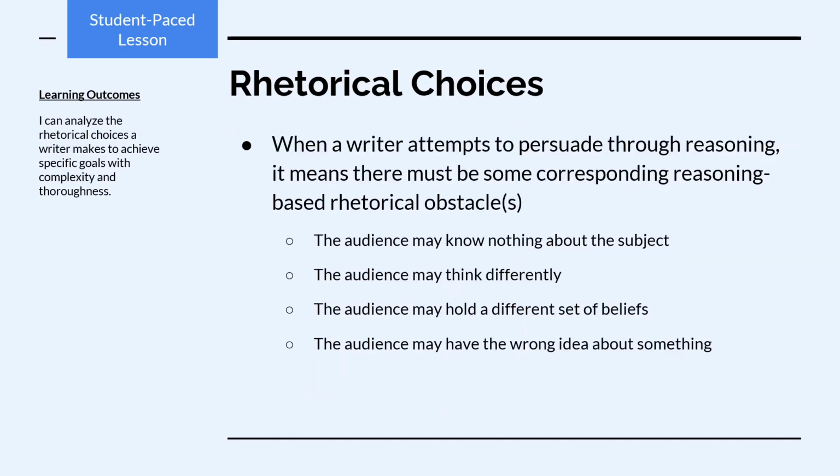When a writer attempts to persuade through reasoning, it means there must be some corresponding reasoning-based rhetorical obstacle. The audience may know nothing about the subject, for instance, or the audience may think differently than what the writer wants them to think. The audience may hold a different set of beliefs. The audience may have the wrong idea about something.